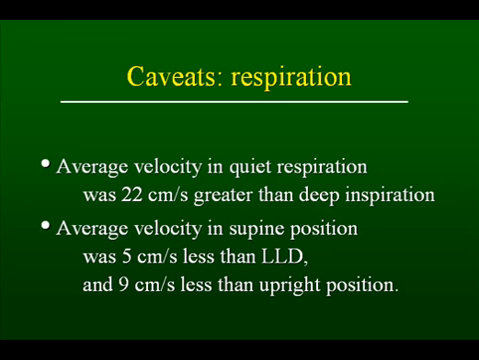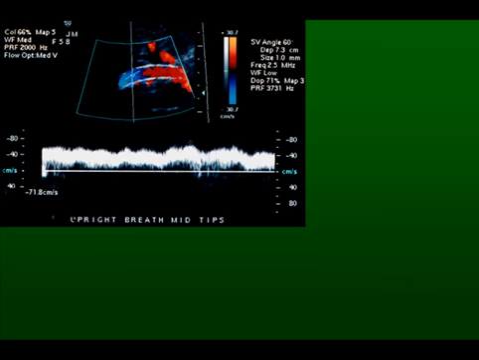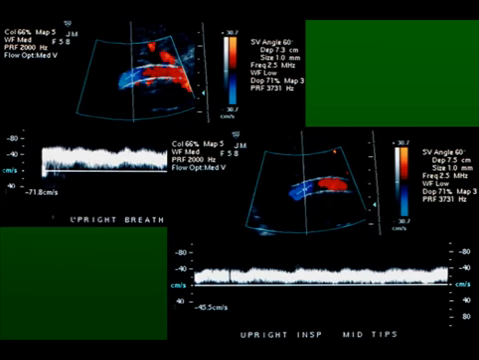In a nutshell, suffice it to say that position was not an important factor in the measurement of these velocities, but respiration certainly was. The average velocity in quiet respiration was fully 22 centimeters per second greater than that in deep inspiration. And deep inspiration is analogous to the Valsalva maneuver. Here's another example of a TIPS shunt that was at 70 centimeters per second in quiet breathing that fell to 45 centimeters per second with the Valsalva maneuver.